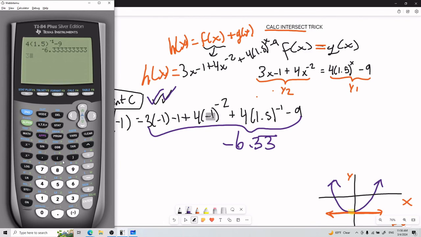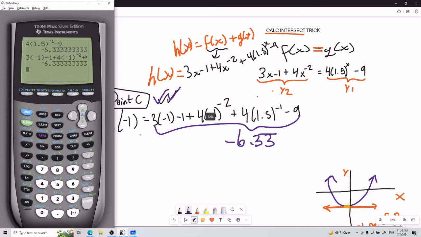Let's figure it out. So 3 times negative 1 minus 1 plus 4 times negative 1 to the power of negative 2 plus 4 times 1.5 to the power of negative 1 minus 9. I keep messing that up. Now I just plugged in a bunch of numbers, so let me double check. We all make mistakes, so 3 times negative 1 minus 1 plus 4 times negative 1, and so on. Okay, cool.